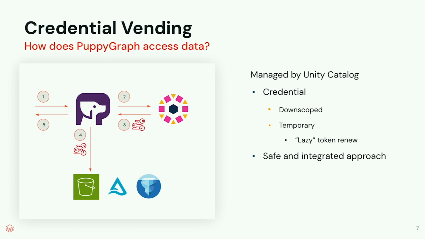In the next step, PuppyGraph uses the temporary authentication to talk to S3 buckets, access the Delta table, fetch the data back, process the graph queries and send the result back in step 5. So this is the general flow of PuppyGraph leveraging credential vending, and it's a really safe, integrated approach because everything is managed by Unity Catalog. PuppyGraph doesn't have to worry about a separate setup of the credentials.